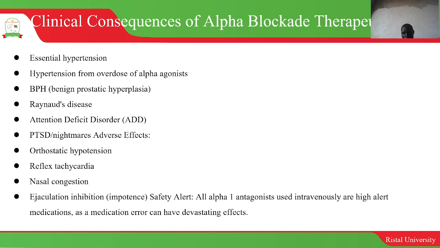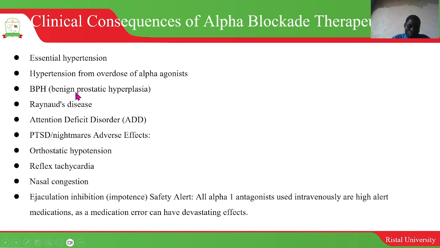Clinical consequences of alpha blockade, therapeutic uses. We said sometimes they can be used for essential hypertension. Essential hypertension is hypertension of somebody who is already almost pre-hypertensive. Normally, hypertension is defined as a blood pressure systolic of 140 and then diastolic of 90. Also a hypertension from overdose of alpha agonists.